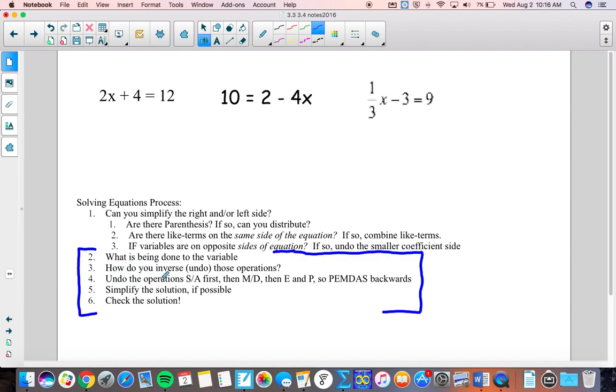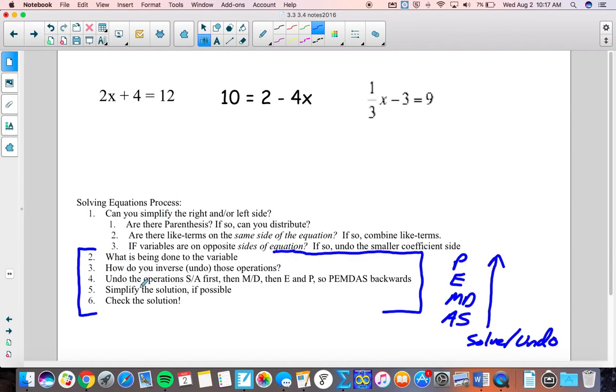Now here's the new thing today. Back in the day when we were simplifying expressions, we went from the top down. When we solve equations or try to undo things, we actually have to undo things from the bottom up. It's like you're being a detective and you're working backwards. We're being a detective to solve for x.